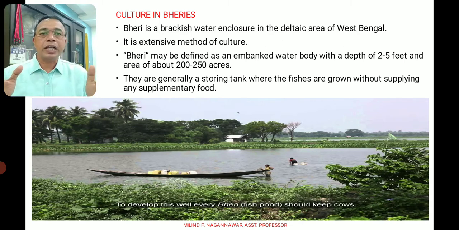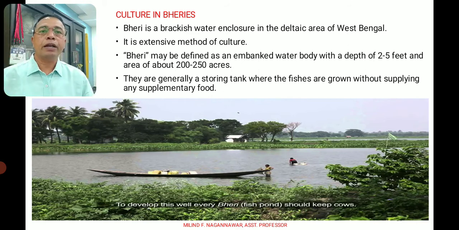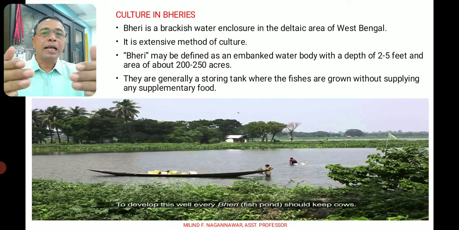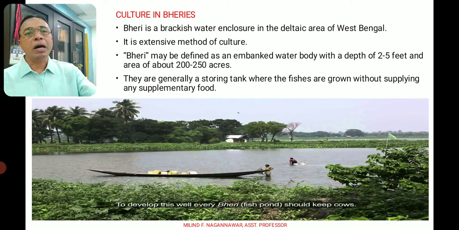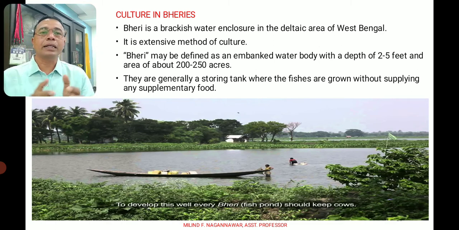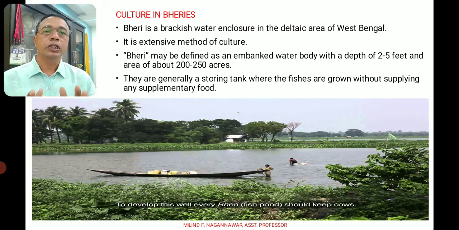Here, during the months of January and February, when there is no water in this area, it is embanked. The marginal area is embanked, and then the water is stored. In this type of culture, supplementary food is not provided. Whatever natural feed is there, on that feed only this berry culture is carried out.